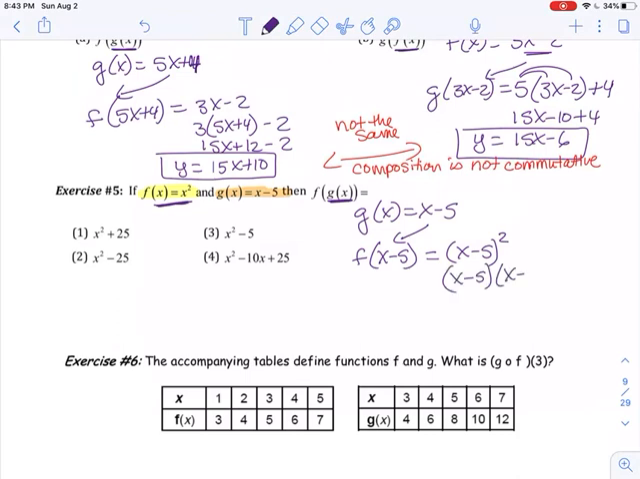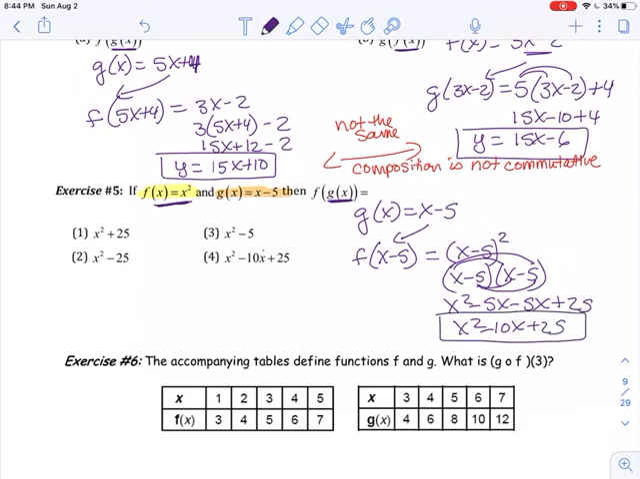So I'm going to take x minus 5 and square it, which really means I'm going to take it and multiply it by itself, which I'm going to have to do what I was practicing in Unit 1. I'm going to do foiling. X times x is x squared. X times negative 5 is negative 5x. Negative 5 times x is negative 5x. And negative 5 times negative 5 is positive 25. So I get x squared minus 10x plus 25. And that is choice 4.